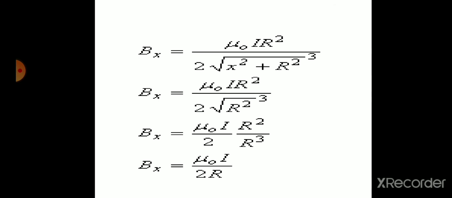If we are considering the center of the circular loop, x is equal to 0. Putting x equal to 0 in the above equation, we get Bx equals mu 0 I R square divided by 2 into R square whole raised to 3 by 2, which is R cube. Cancelling R square from the numerator and denominator, we get the magnetic field at the center of the circular loop to be mu 0 I by 2R.